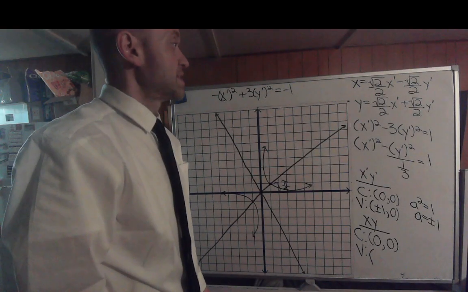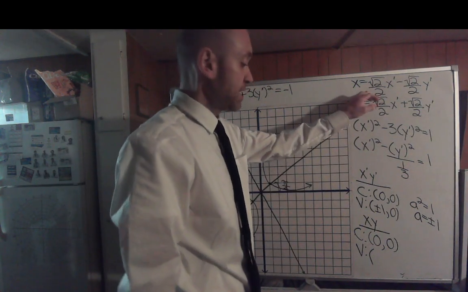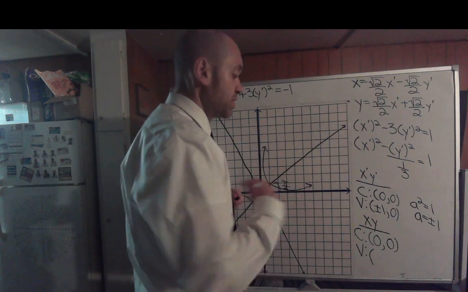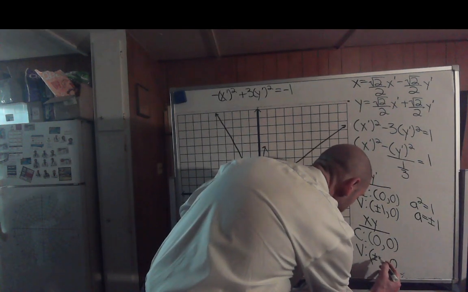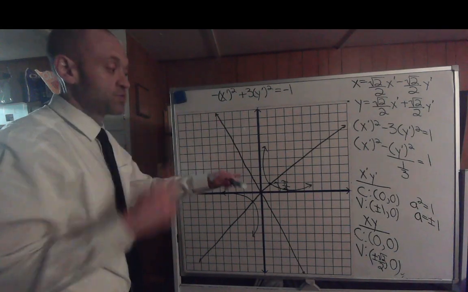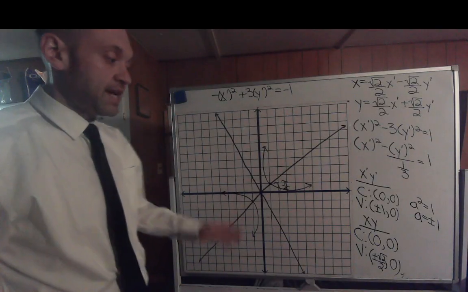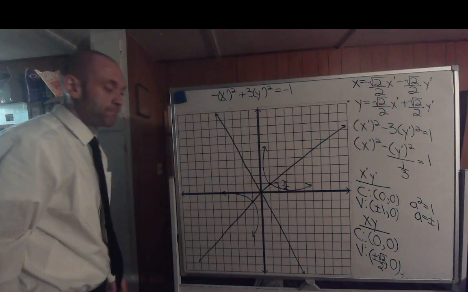So all that's left then is to put in my x, because we know y is going to be a constant 0. If I put in both plus and minus 1, I'll have plus and minus the square root of 2 over 2 for my x-coordinates of the vertices in the xy plane. So that's how I would find my xy coordinates in the xy plane.